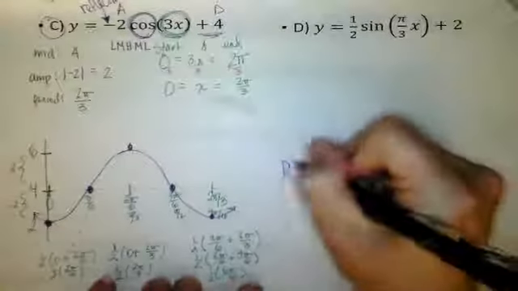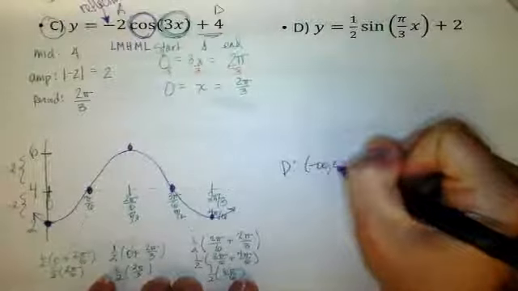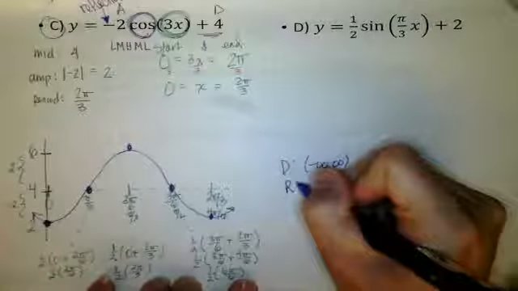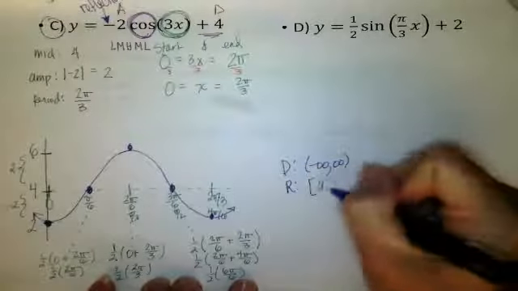All right. Very good. What is the domain of this function? What is the range? 2 to 6. Very good. Okay. Do you guys have any questions for me? Good.